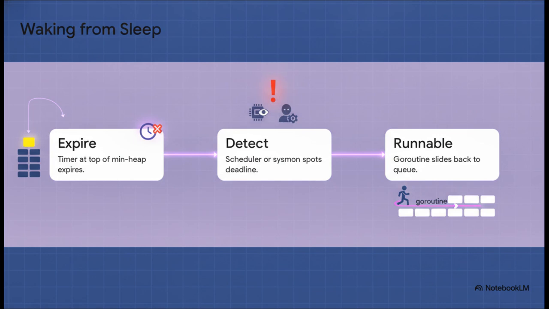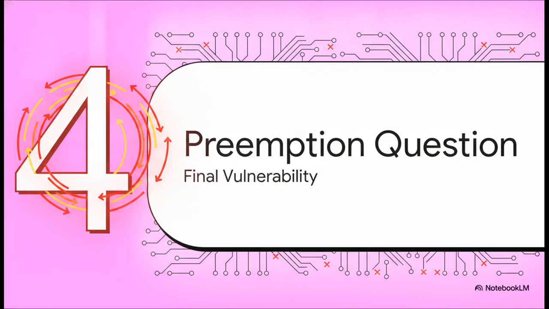During its normal scheduling loop, the processor naturally checks the top of its min-heap. When that timer at the top finally expires, the scheduler, or our trusty background sysmon thread if the system is really busy, spots the deadline. It pulls the timer, finds the sleeping goroutine, and effortlessly slides the goroutine right back into the runnable queue. The goroutine wakes up seamlessly, right on time, without ever having blocked a single hardware thread. Section 4. The preemption question.